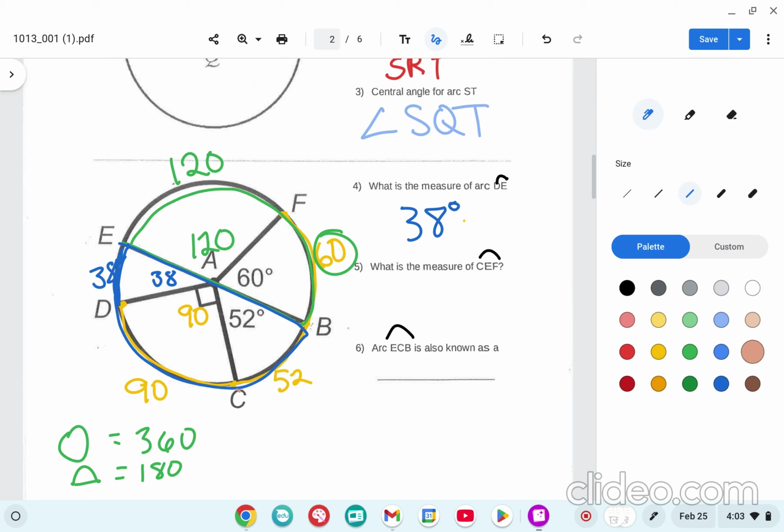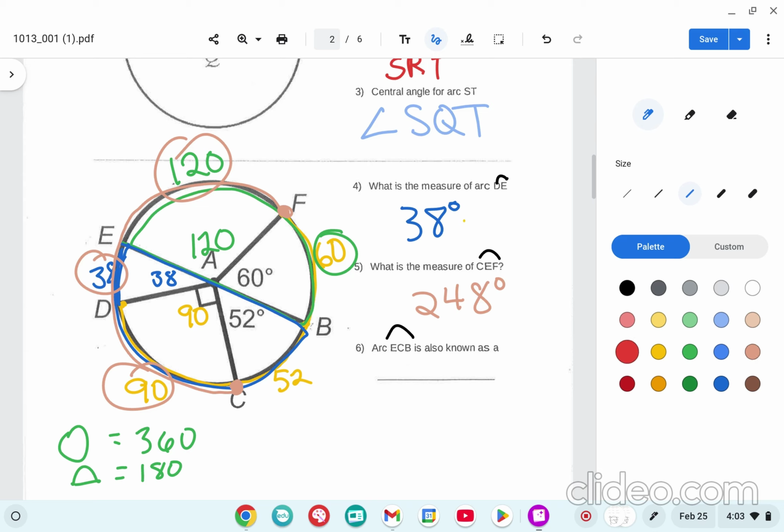Then what is the measure of CEF? Okay, CEF is going to go all the way around the circle from C to F. It's going to hit E along the way. So we need to add up the measures of the 90, the 38, and the 120. So we add those up. That's going to be the measure of the arc CEF. And when we add those up, we get 248.